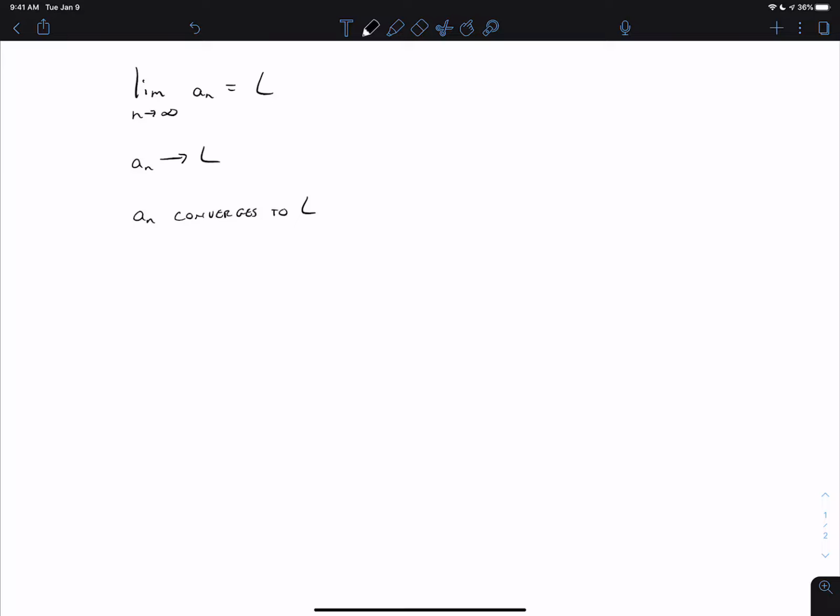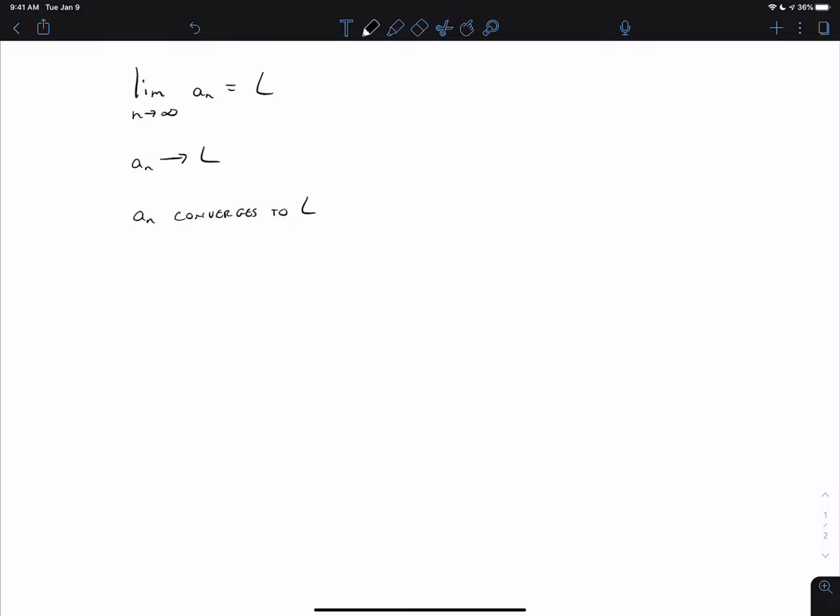All right, this is the second video on sequences. So I want to start by looking at the three statements on the screen. The first one is read, the limit as n approaches infinity of a_n equals L. The second one is a_n converges to L, and the third one is a_n converges to L. All of these three mean exactly the same thing.